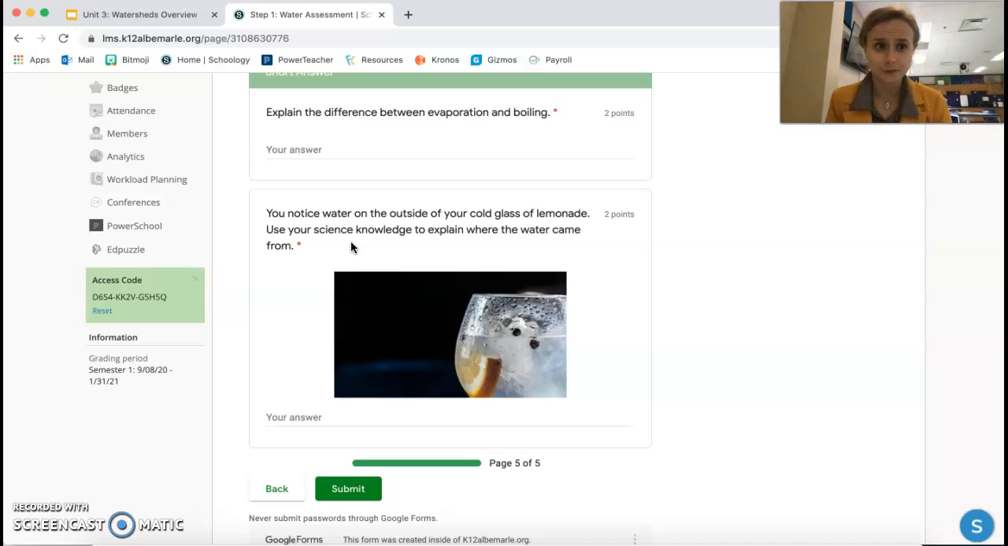And the next question is, do you notice water on the outside of your cold glass of lemonade? Use your science knowledge to explain where the water came from. And that is the end of the assessment.